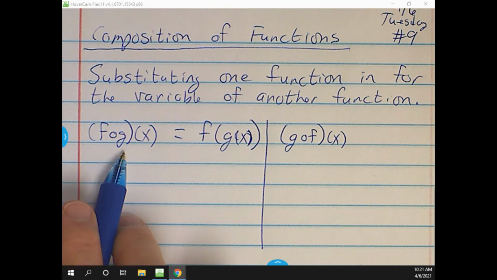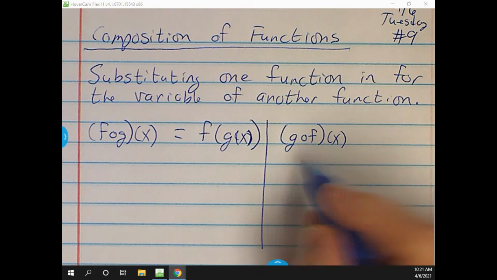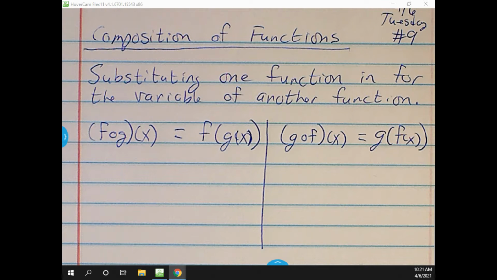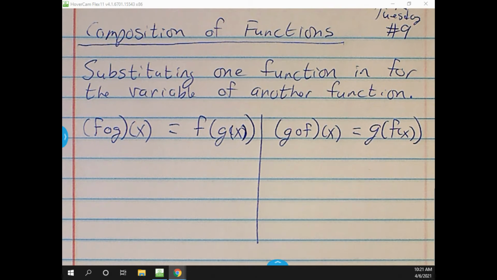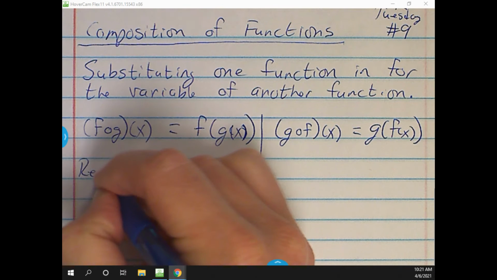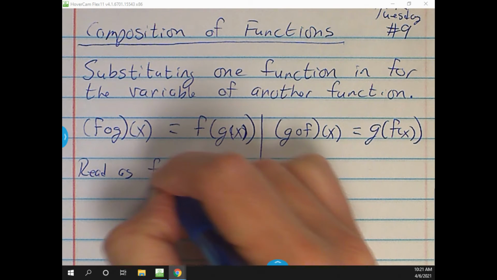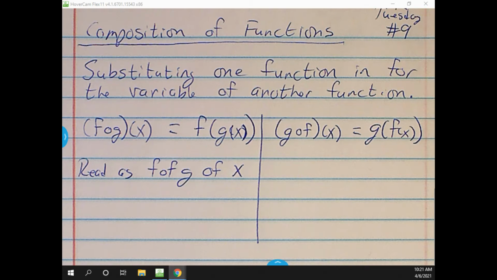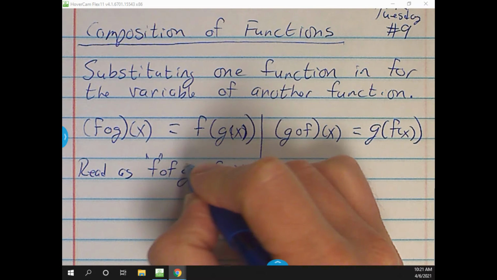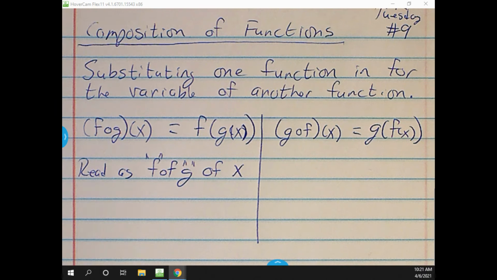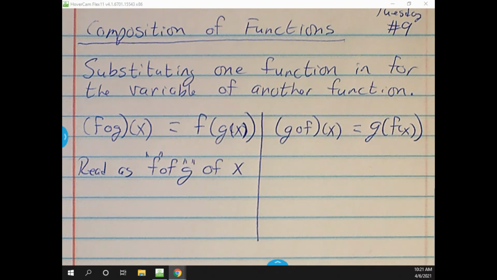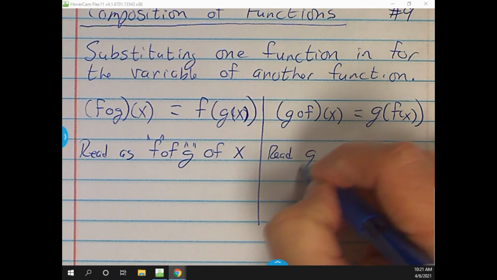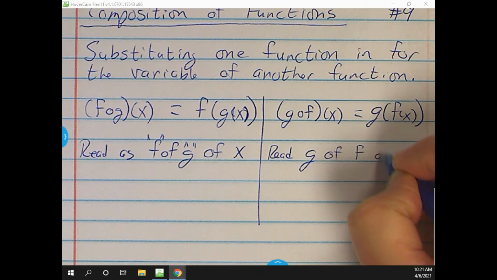So you got what looks like f o g of x. This one would be what looks like g o f of x, but that's not really what it is. If you actually had to read this one out, you would read this as f of g of x. So it's f of g of x. That's just, if somebody was going to read this out of the textbook, that's what you would read. This one, you would read it the other way around. This one, you would read as g of f of x.